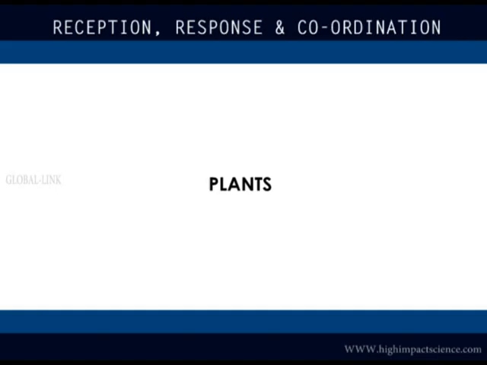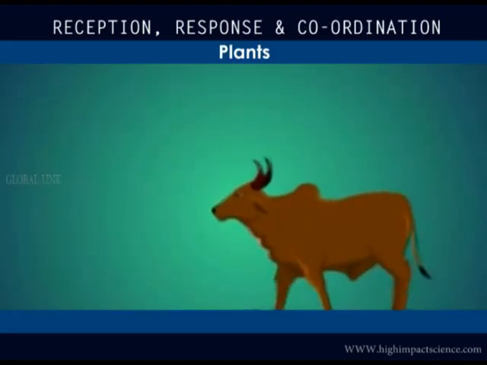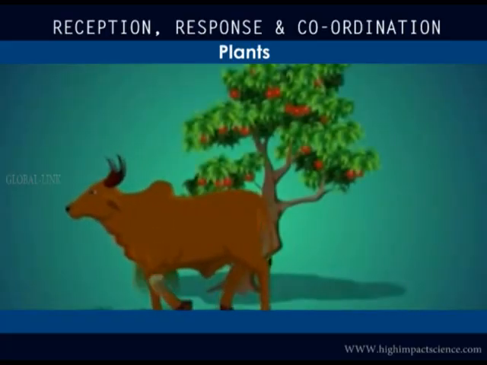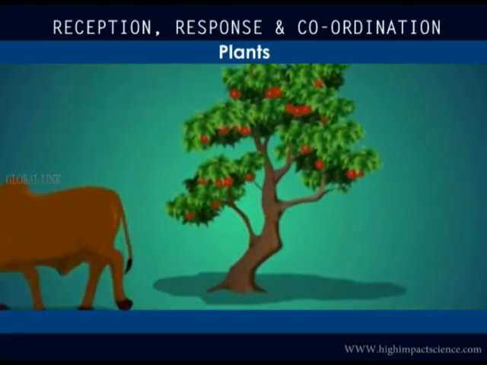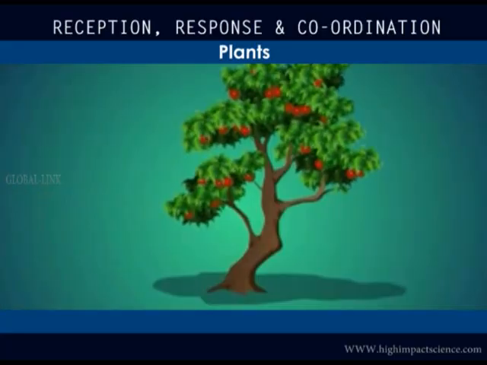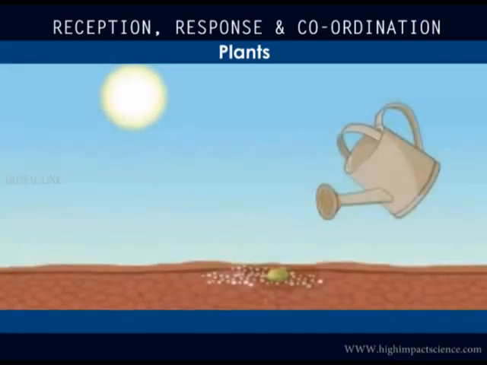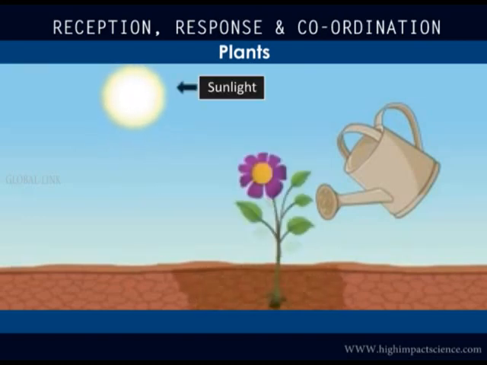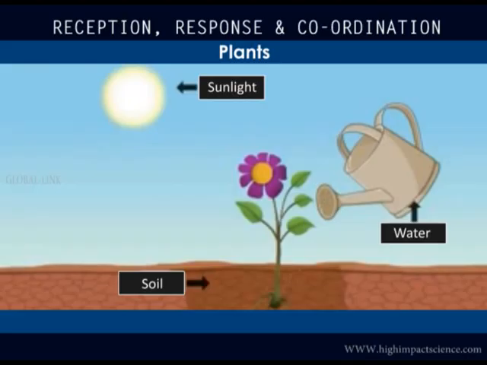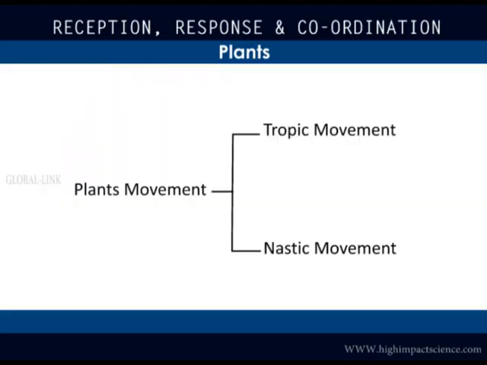Reception, response, and coordination in plants. Unlike animals, plants do not move from one place to another. However, they show growth movements in response to some stimuli like sunlight, water, soil, and so on. There are two major types of movements in plants: tropic and nastic movements.